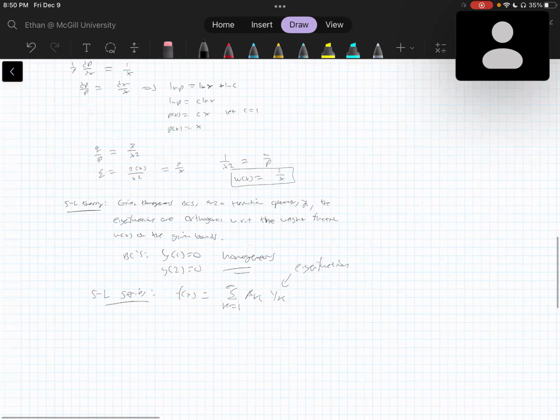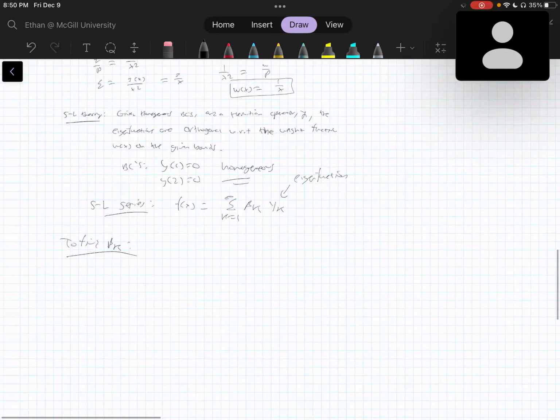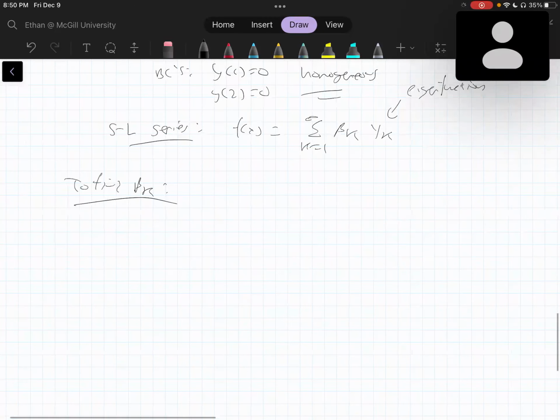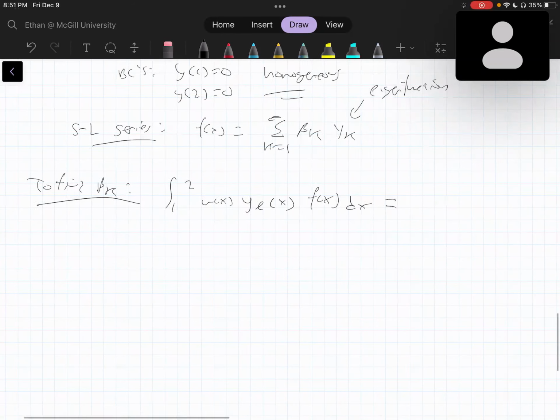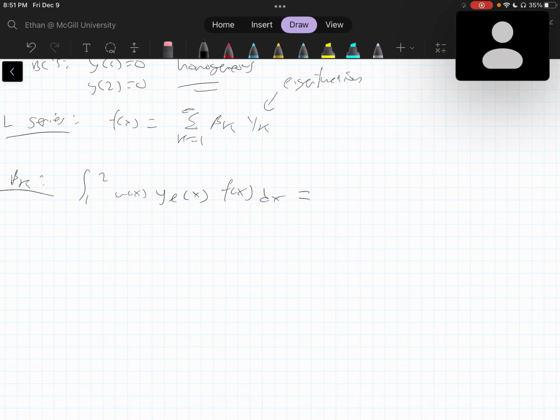And this is where we use Sturm-Liouville theory. So to find b_k, I'm going to write out an integral here. The integral from 1 to 2, which are our bounds, of the weight function times the eigenfunction times the function dx. That's going to be equal to, we know f of x is the sum, so we'll write that first. That's just going to be the sum, k equal to 1, of b_k.